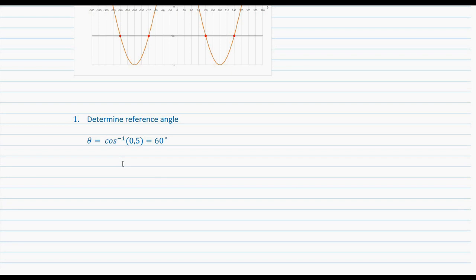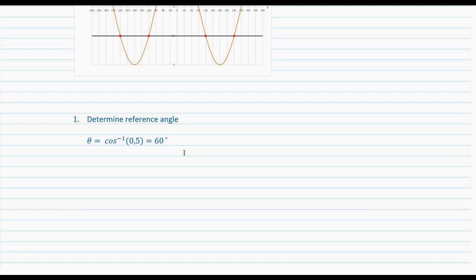So determining the reference angle would be pretty simple to do. You just take the cos to the other side and find cos inverse of 0,5. And notice something important. I changed it from negative 0,5 to 0,5. And that's an important step for this method. If you have a negative value on the right side, you must change it to a positive value before you take the inverse. But don't forget that the original value is negative, and we'll need to use that fact in the next step. But anyway, when you find cos inverse of 0,5, you get the reference angle as 60 degrees.